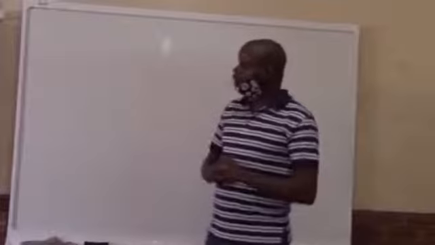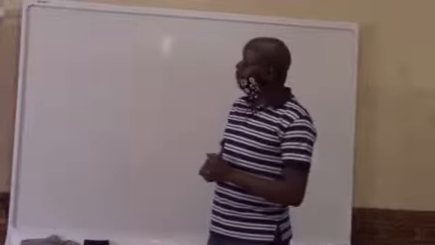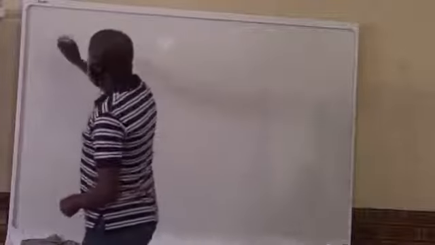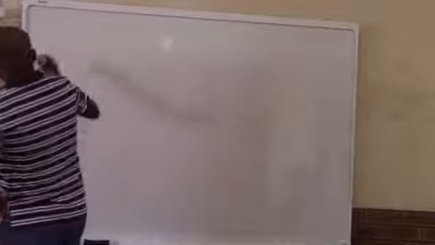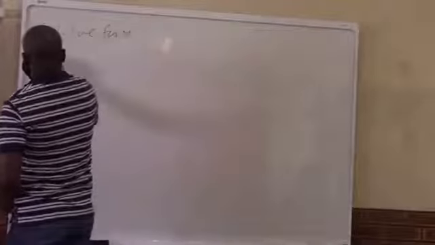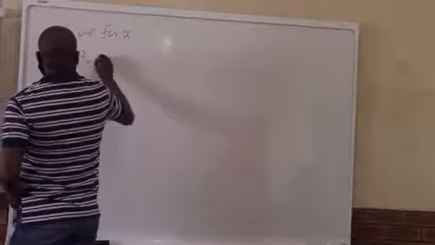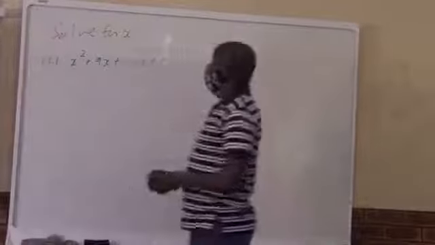We are going to take a look at the November 2017 paper, which was written by those learners that were writing matric in that year. We will start with Question 1. Question 1 of Paper 1 is all about algebra, or general algebra. Here it is: solve for x, which is 1.1.1, x squared plus 9x plus 14 is equal to 0.